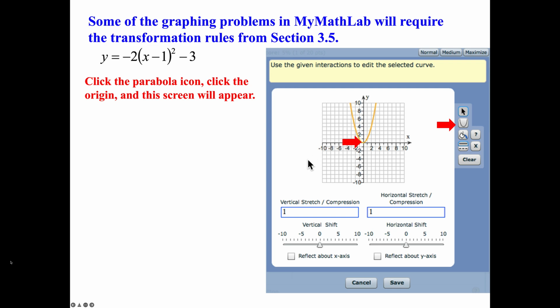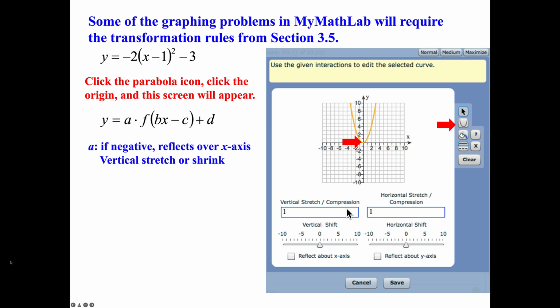And then we have to do our transformations. So a is your -2. b will always be a positive 1. There's your c, the -1, minus c, and -3 plus d. So there's your changes right here. So if a is negative, you flip it over the x-axis. In our case, it is. You'd want to check that box.